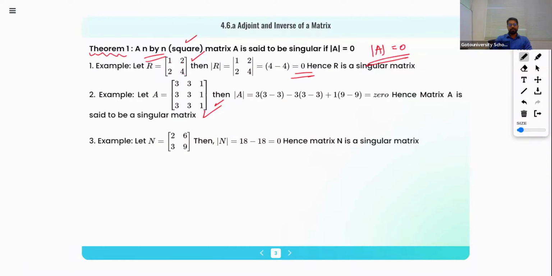Another example: 2 9s are 18 minus 3 6s are 18. 18 minus 18 is 0. So it is very important to understand the singularity of a matrix. If it is a singular matrix, what happens? What is the consequence? If it is a non-singular matrix, what is the consequence, or what is the significance of checking this singularity? We'll see in the next part.